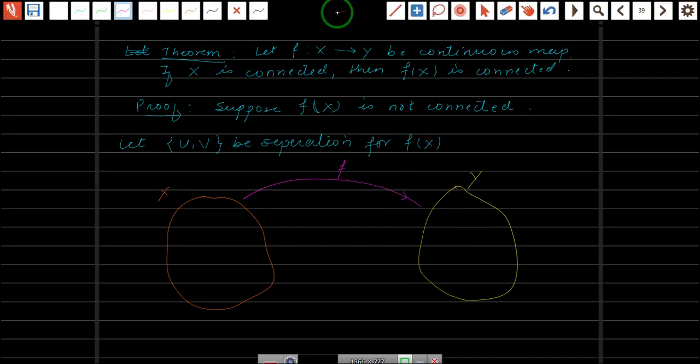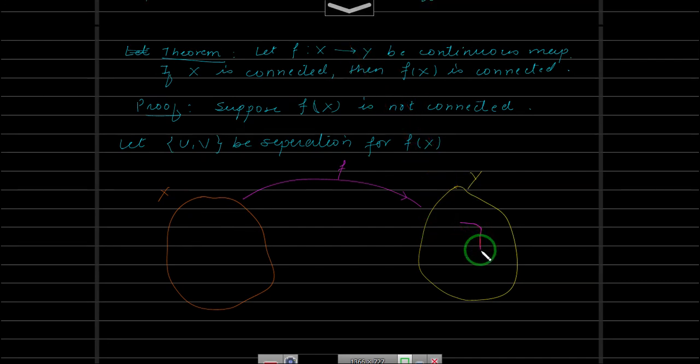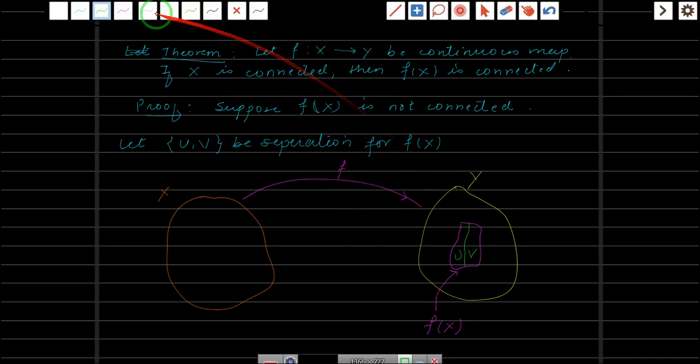So let us assume that f(X) is somewhere here. It may be equal to the whole of Y, but let us assume that it's somewhere inside Y. Now we assume that U and V is a separation for f(X). Let us say the separation is something like this. This is U and this is V. This is the separation for f(X). That's what we assume. Let's move ahead, and as we proceed, we will change the diagram somehow.